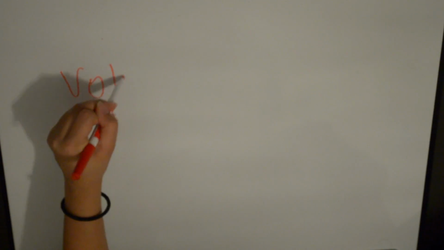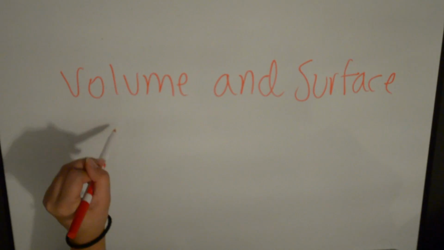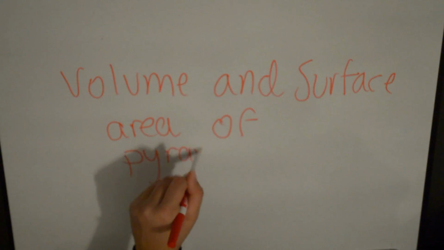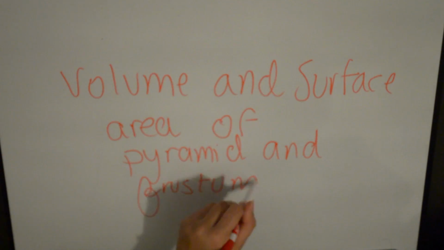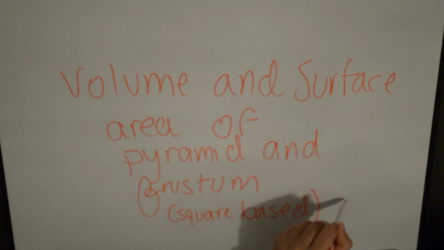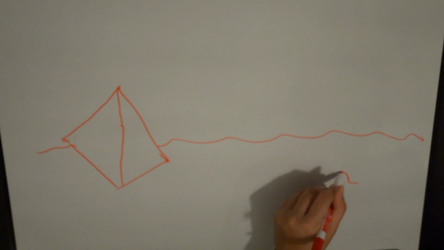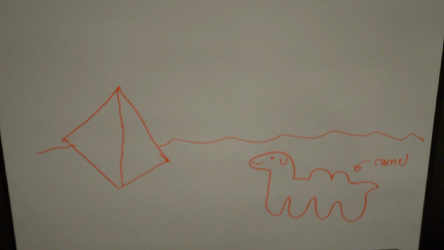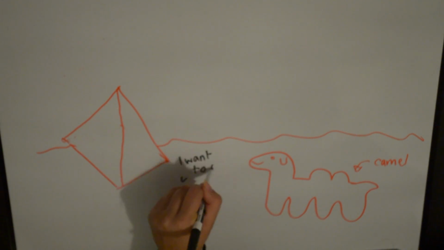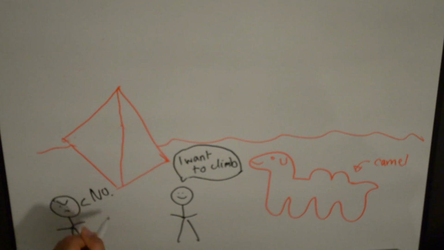This is how to find the surface area and volume of a pyramid and frustum that are square based. So let's say you're about to climb a pyramid in Egypt when a tour guide stops you and tells you can only climb it if you figure out its surface area and volume. He gives you the dimensions, but how do you do it?